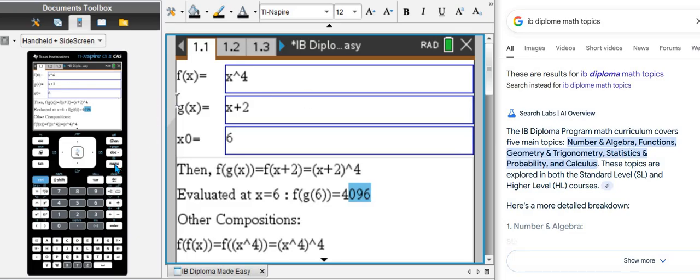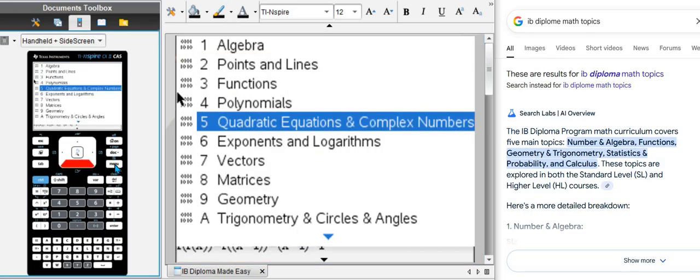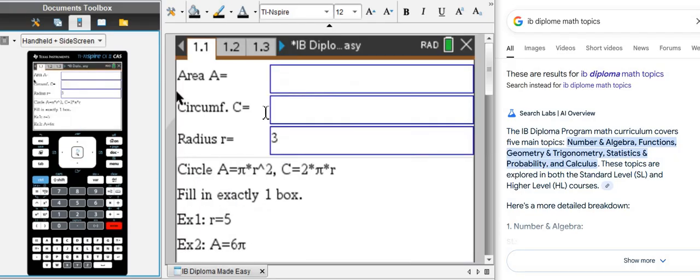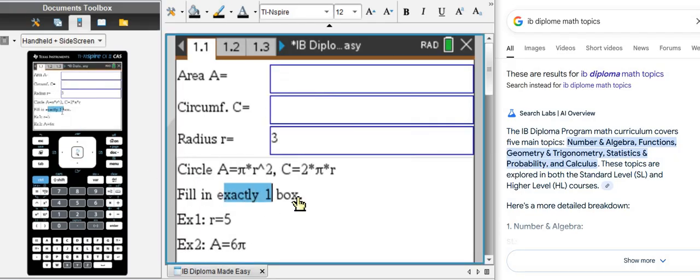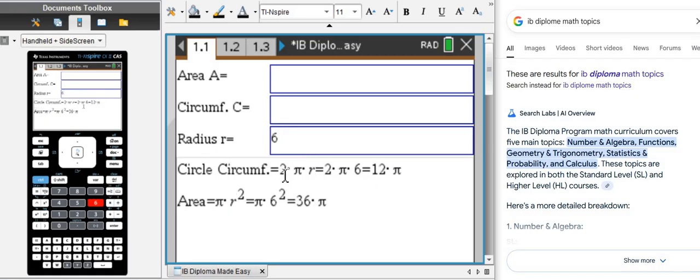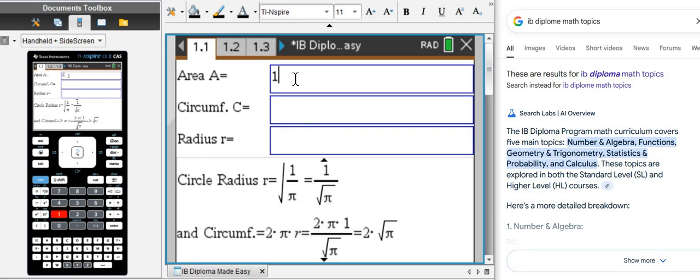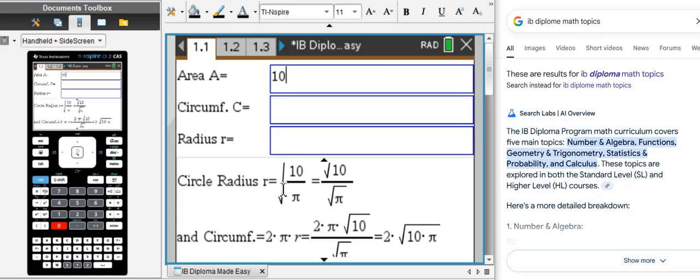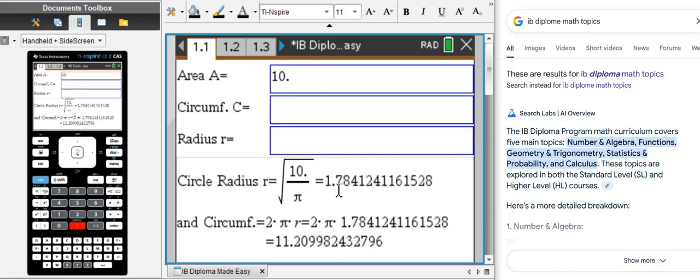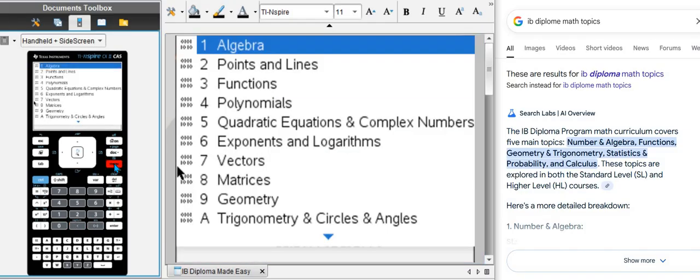Let's look at geometry and trigonometry. Geometry, a circle solver, it says fill in exactly one box. So if we enter, let's say 6, we immediately get the circumference and the area of that circle. If, however, you enter an area, then it will automatically find the radius and the circumference. And it's always perfect. Again, decimal input will result in decimal output. Works like a charm.